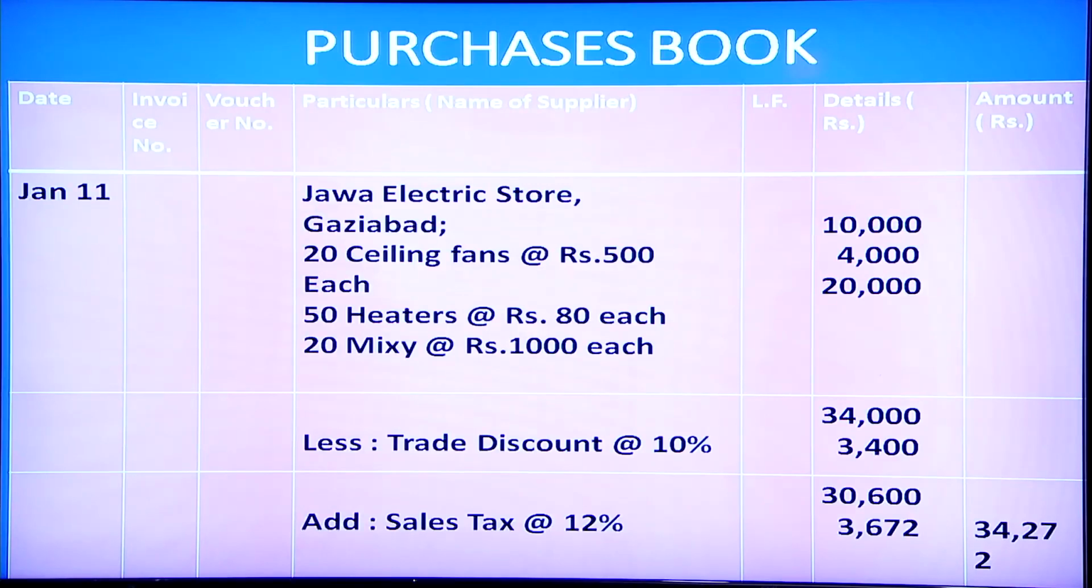And from this amount only you have to calculate the tax, and that will be added. So 30,600 into 12 by 100 will give you 3,672, and 30,600 plus 3,672 will give you 34,272.